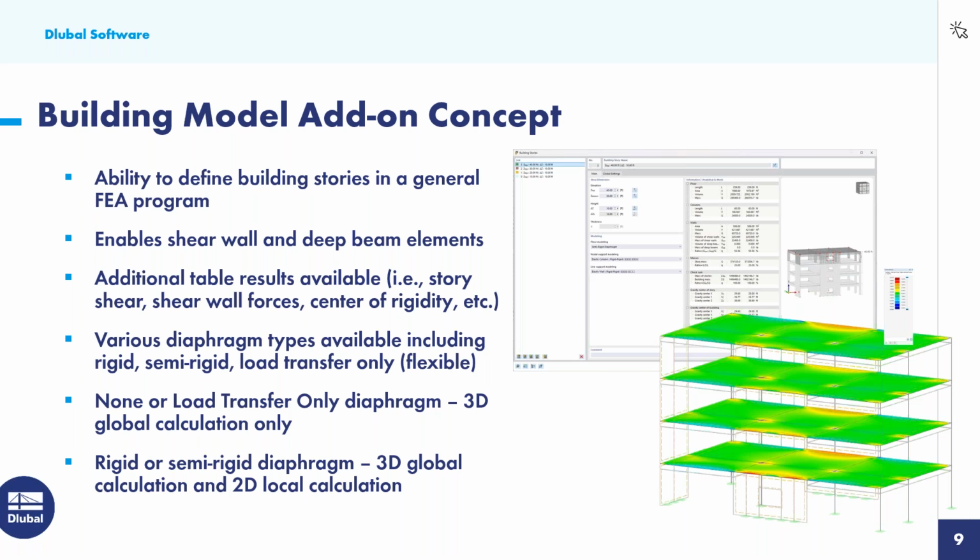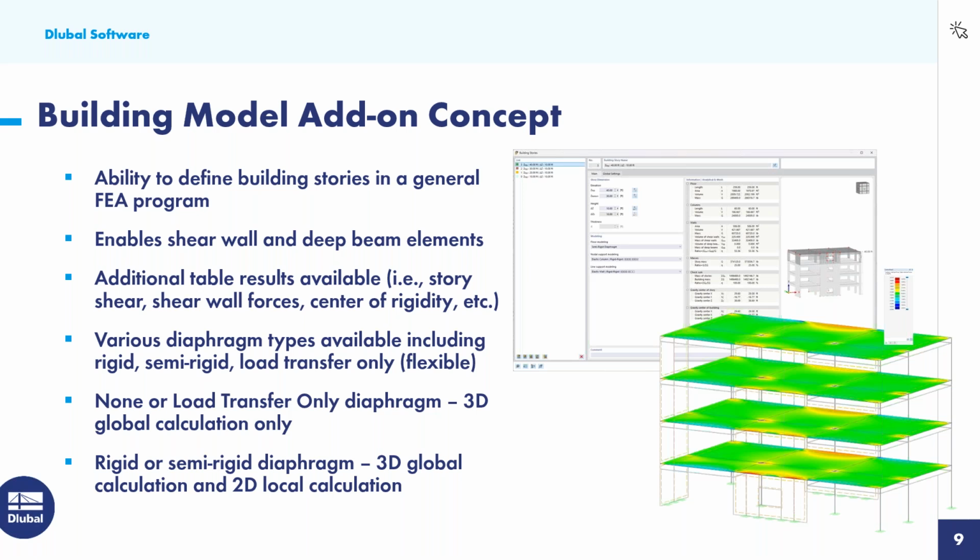So when we choose to not assign a diaphragm within the building model add-on, or we choose the load transfer only, otherwise known as the flexible diaphragm, it should be known that really we're not going to see anything unique about the calculation. We're going to run a 3D calculation, including gravity and lateral loads. All elements are considered for all load combinations.